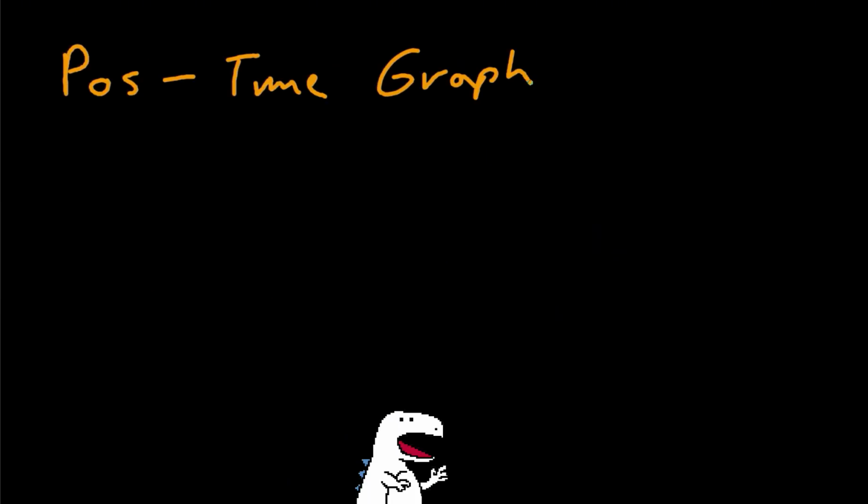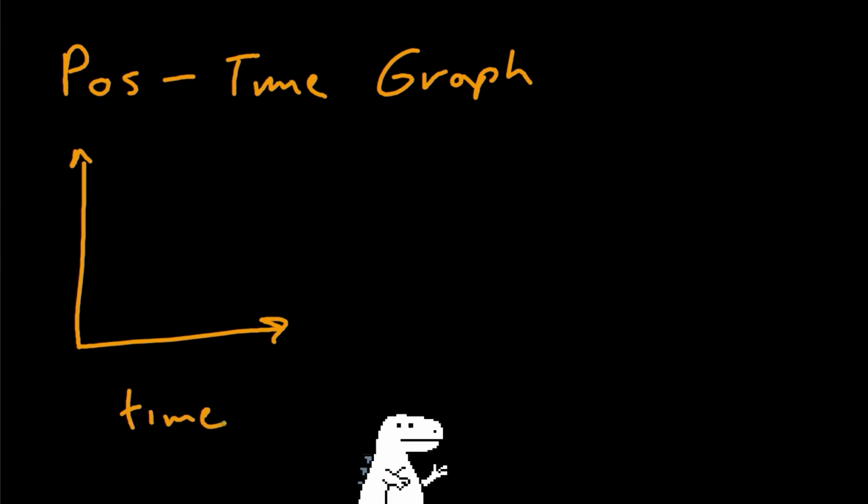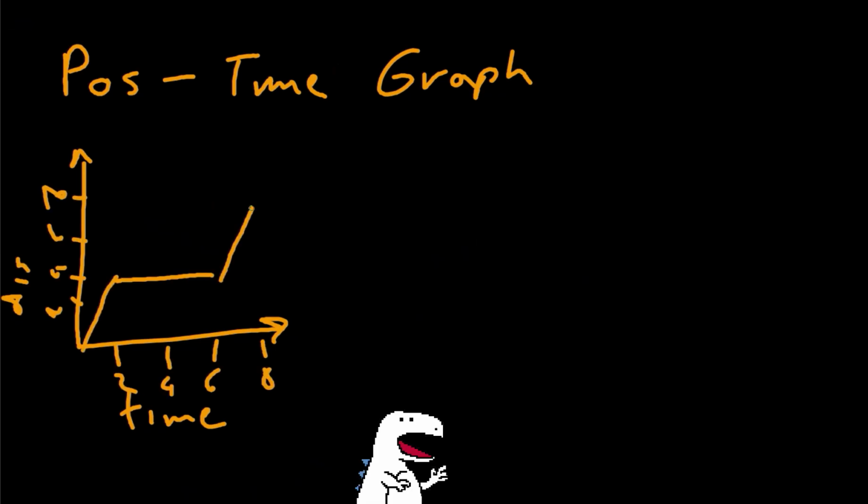So what is a PT graph? A position time graph. On the x-axis we have our time, and then here we have distance in the y-axis. So let's say we have this PT graph over here. We can interpret this in 3 distinct sections.